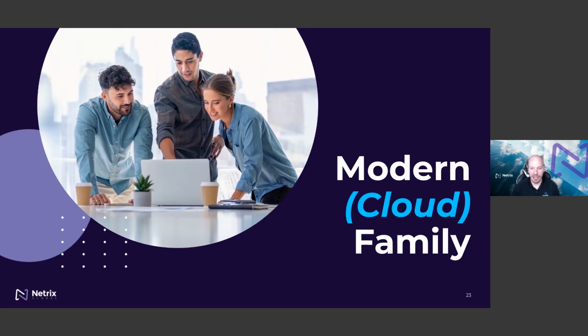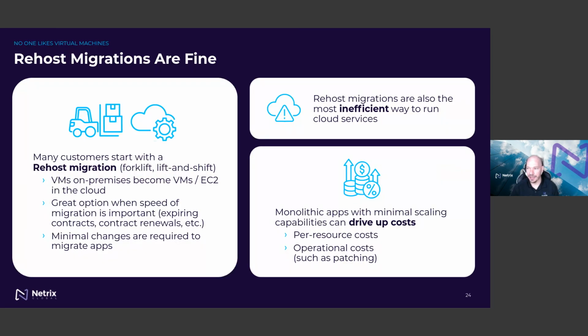And then finally, let's go ahead and talk about one of my favorite topics, which is modernization. When we talk about migration, we usually talk about the Gartner 6 R's of cloud migration, of which a lot of times our clients start with what's called a rehost migration. You may have heard this as a forklift migration or a lift and shift migration. But at the end of the day, a rehost migration is pretty straightforward.